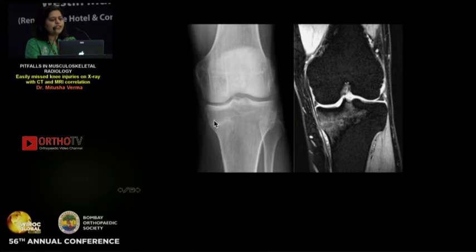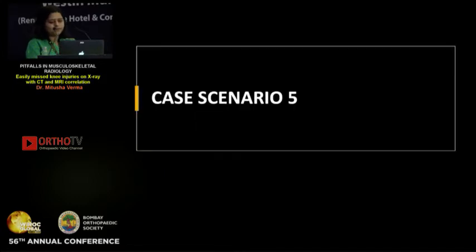You see this linear, relatively dense area. You can definitely pick up this with experience, and it is the site of pain, but on MR you will definitely not miss this. So there is disproportionate marrow edema around this site, and this is stress fracture.